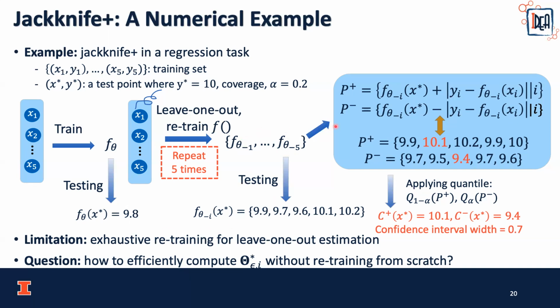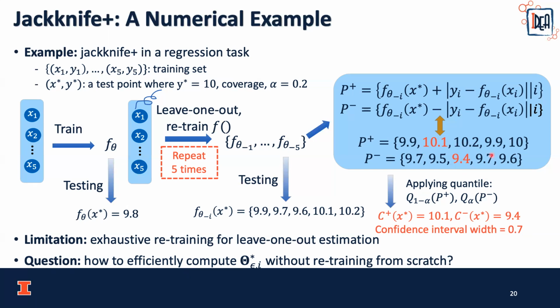Then for the next part, we will construct two sets to calculate the upper bound and lower bound of the confidence interval. These two sets are represented as P plus and P minus here. Finally, we can find the quantile of these two different sets, which construct the confidence interval. The upper bound and lower bound of the interval correspond to the two numbers in orange as shown here. With the confidence interval, we can calculate the uncertainty score of that node to be 0.7, which is the difference between these two numbers.